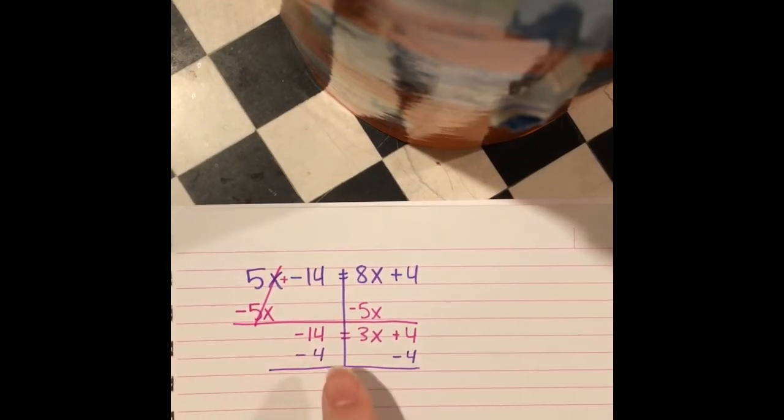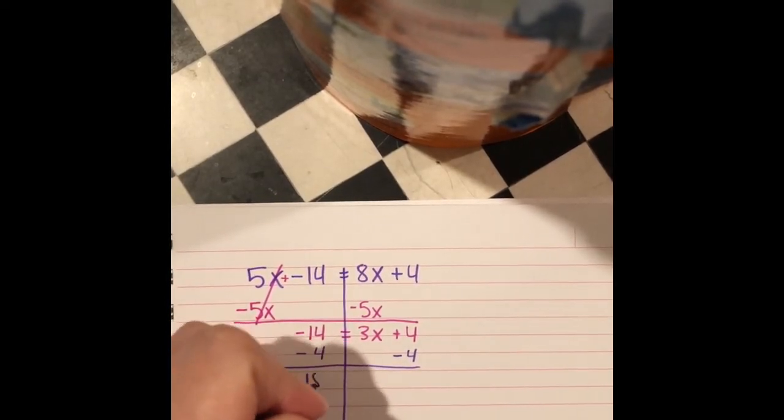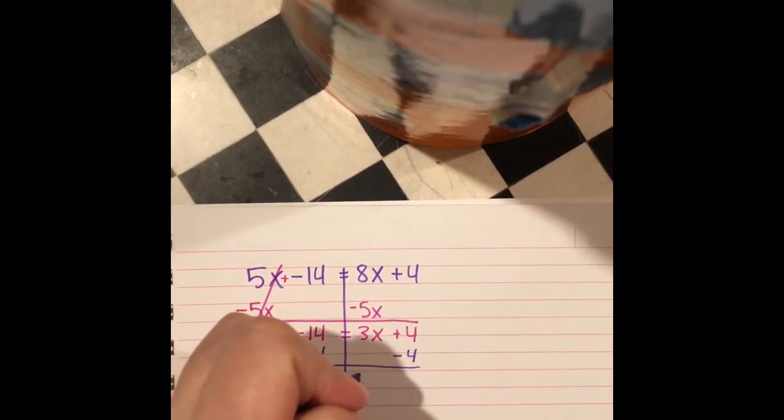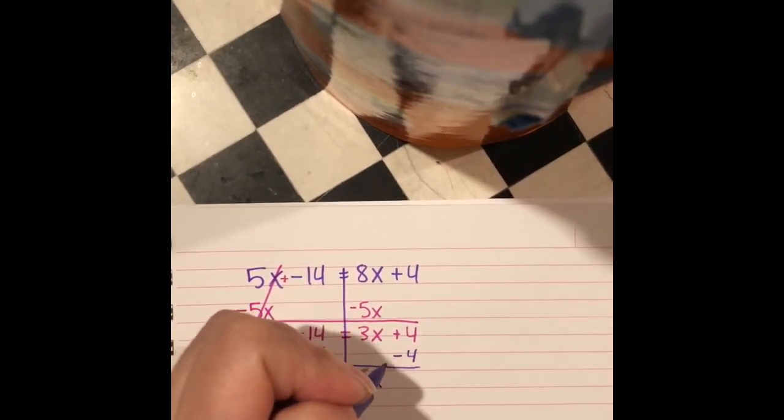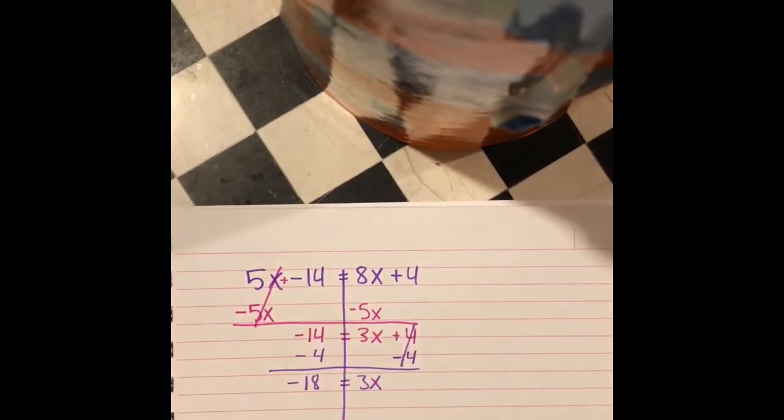If you think about rewriting here, you already have negative 14, and you have to subtract 4 more. So you're going even more to the left of the number line from 0. So negative 14 combined with negative 4 becomes negative 18. And we have equals 3x here. Positive 4 minus 4 is, of course, 0. So now I have negative 18 equals 3x, and I want to isolate the variable.